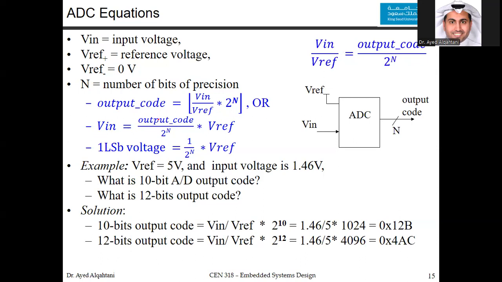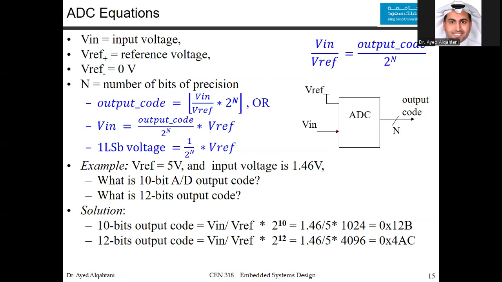The Vn is equal to the output code divided by 2 to the power of n multiplied by the Vref, and we can also find the one least significant bit voltage by finding 1 divided by 2 to the power of n multiplied by Vref, as we explained in the previous few slides. Now, these 3 equations are actually only one ratio that we equate between the analog side and the digital side, and we formulate these 3 equations based on that.